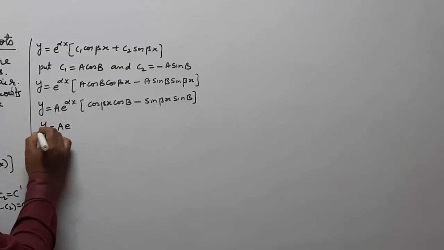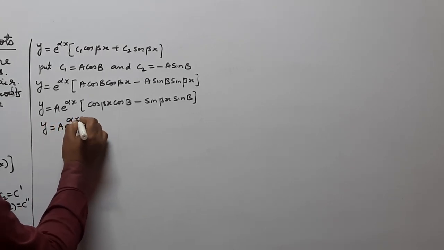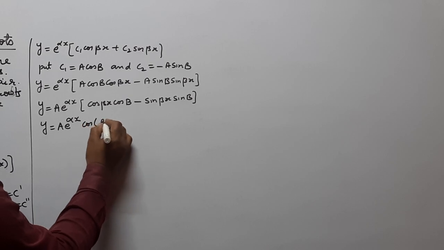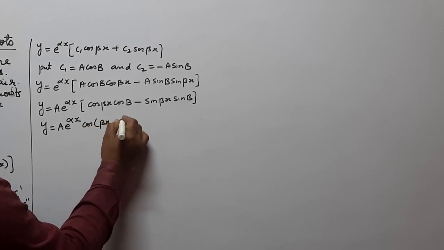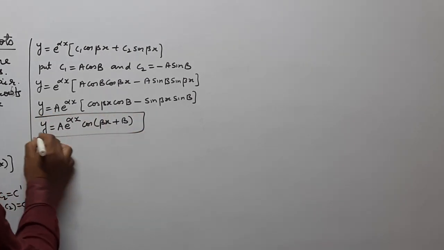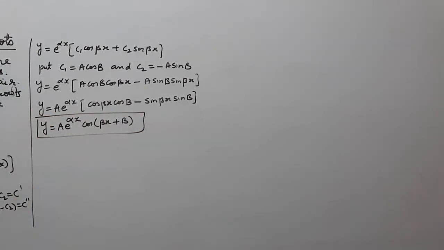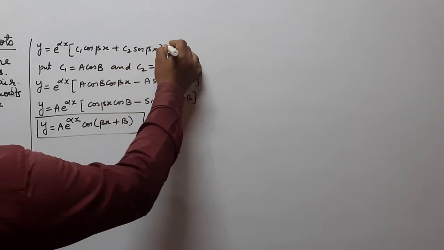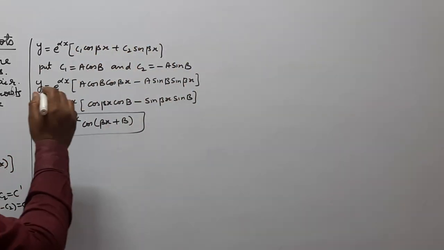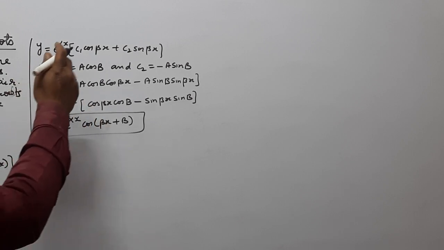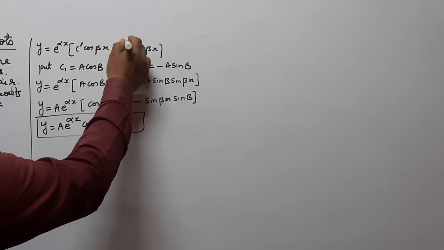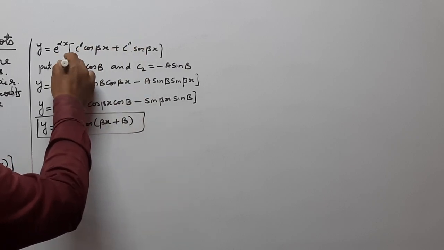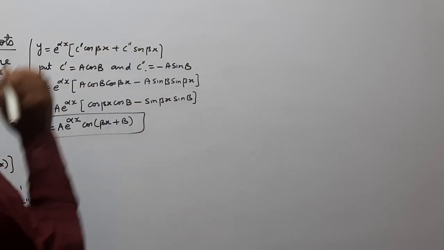So this can be written as y is equal to a e to the power alpha x cos(beta x plus b). So this is the general solution of the given differential equation. Now you can see here we write this as C dash and this as C double dash.